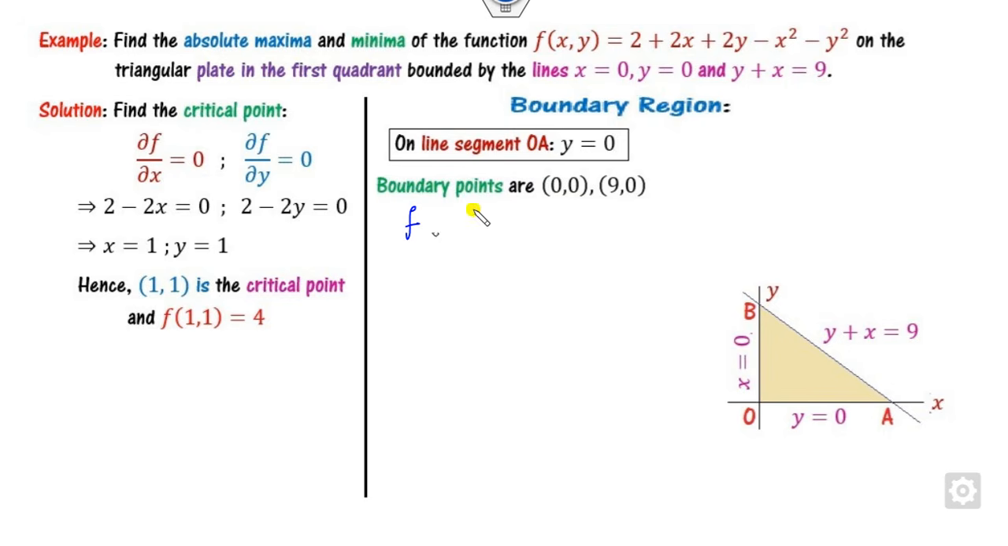Now what is the value of f? On the line OA, we substitute y equal to 0 here. So that is a function of x only: 2 plus 2x minus x cubed.